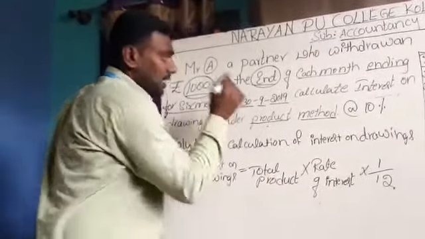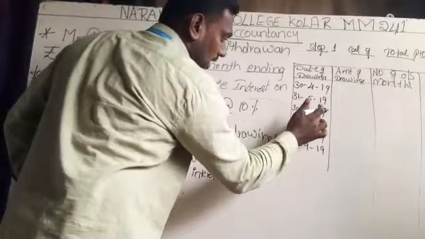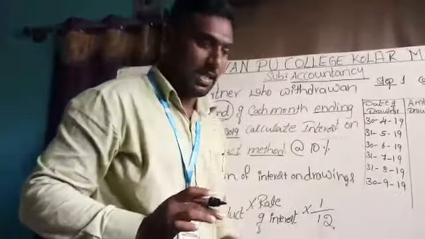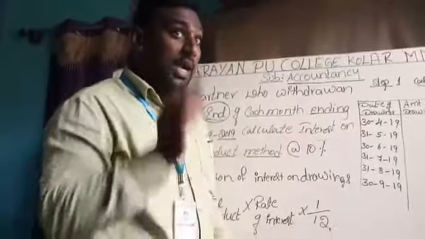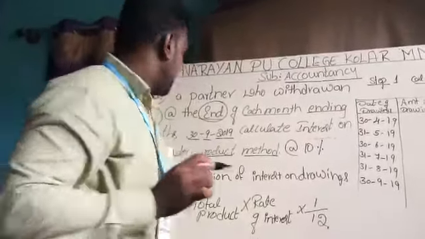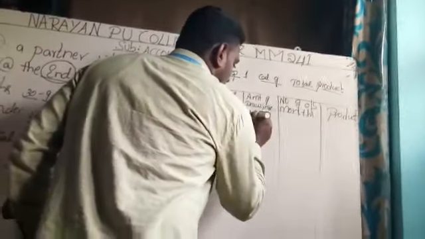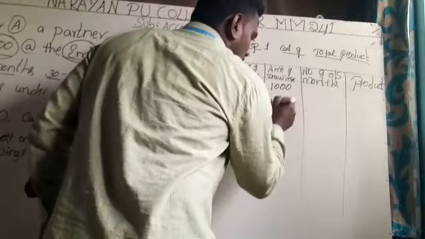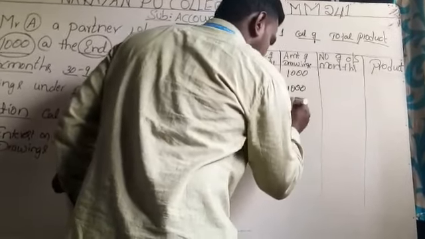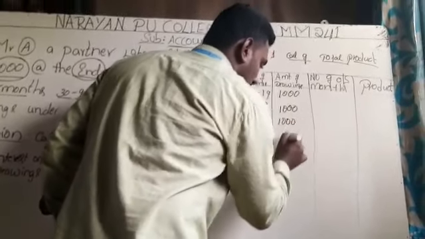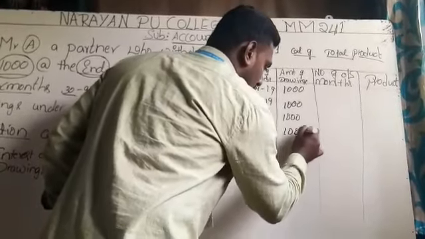For 6 months they have given, no? So here 6 months: 1, 2, 3, 4, 5, 6. The total duration is 6 months, and they are withdrawing at the end of each month. A fixed amount is given: 1000 rupees. So we have to write down 1000 rupees for each month. The person has withdrawn rupees 1000 at the end of each month.